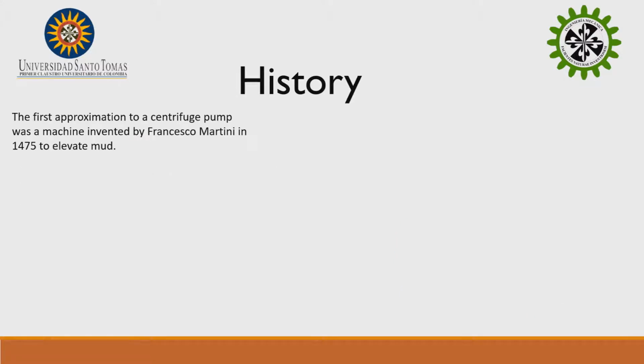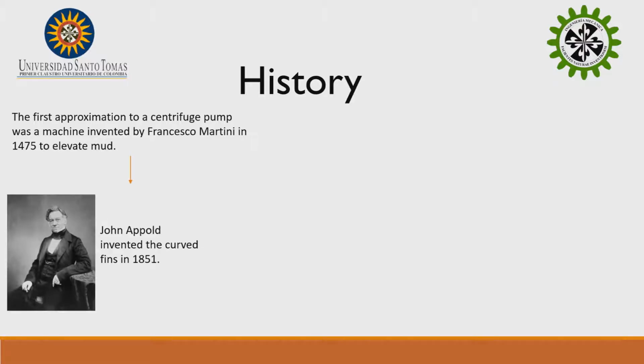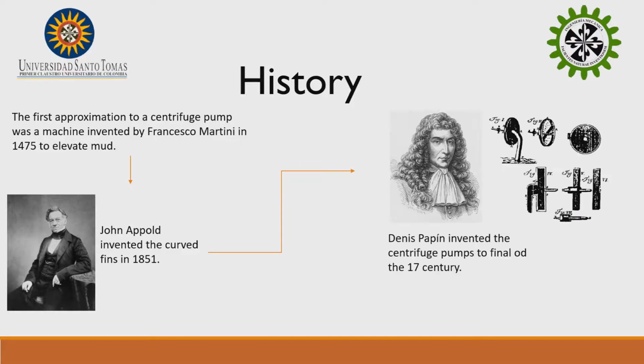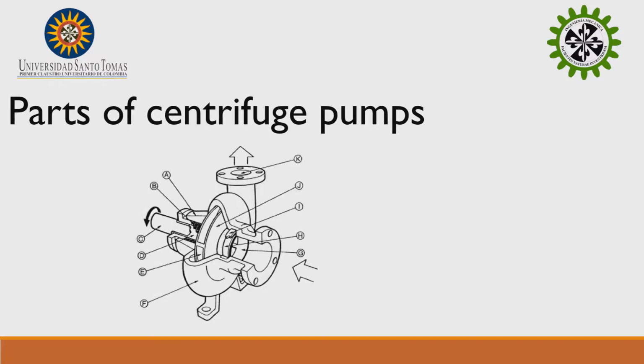The first approximation to a centrifugal pump was a machine invented by Francesco Martini in 1475 to elevate mud. It was the first approximation to the centrifugal pump that we now know. In 1851, John Appold invented the curved-vane impeller. Then, toward the end of the 17th century, Denis Papin invented the centrifugal pump, and this is the pump that we know today.